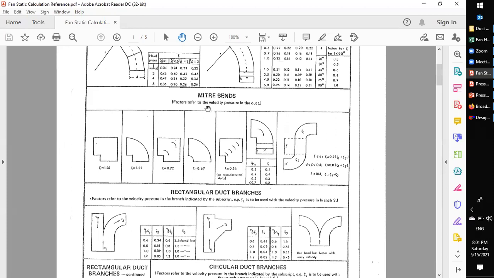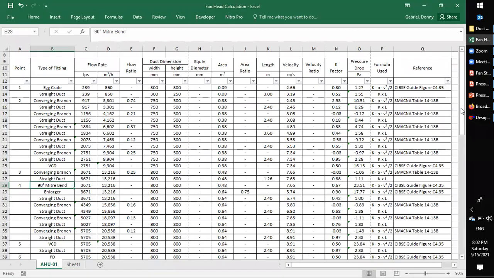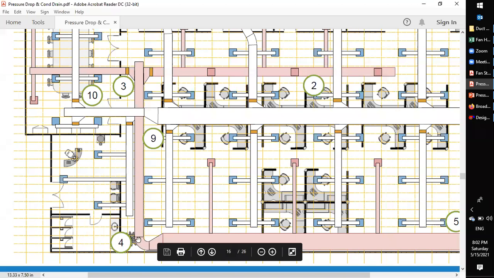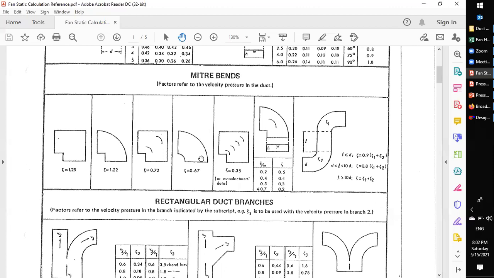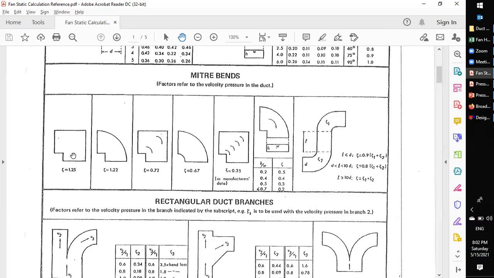There. Miter bends. You can see the one that we use in our drawing is a very nice, smooth 90-degree bend. So looking at our guide, we are using this one. So the K factor is 0.67. So we wrote there, miter bend, 0.67. You can see here on the SIBSE guide, it also gives you options if your bend is different.